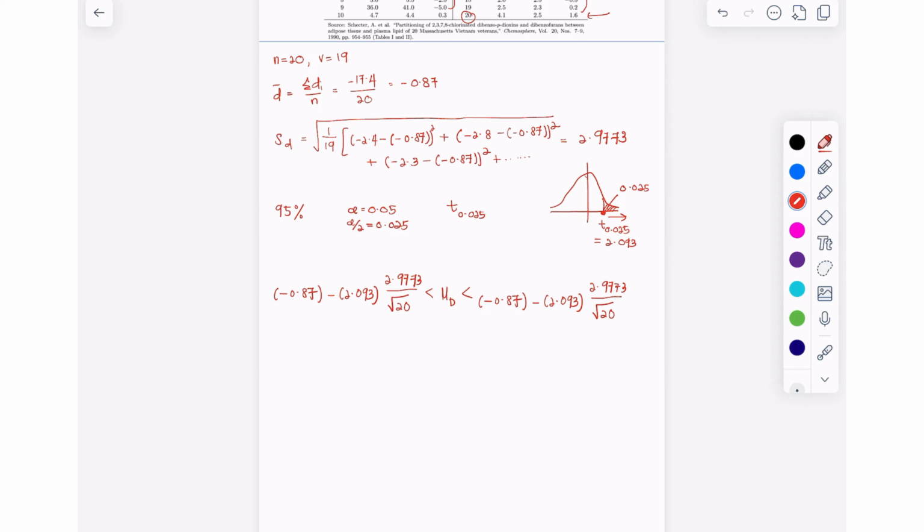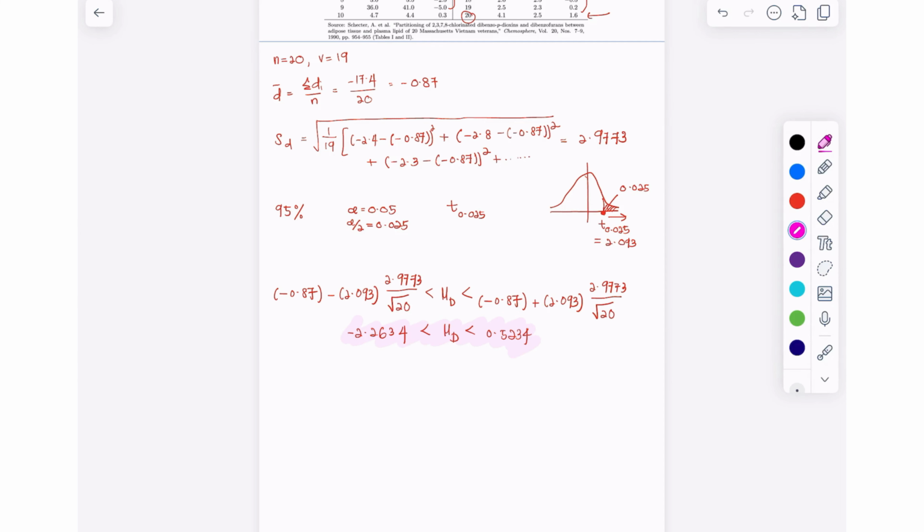Okay, this is plus. So mu d. If you calculate, mu d would be in between 0.5234, and the lower bound is negative 2.2634. So this is the confidence interval for 95%. If you look at this confidence interval, it is between negative 2 and 0.5 roughly.